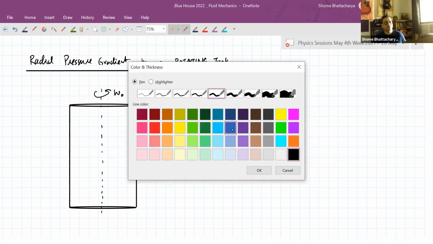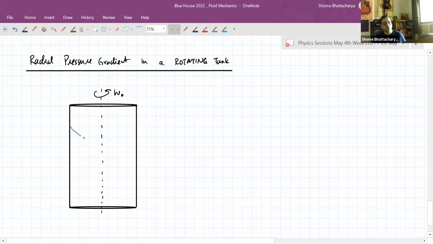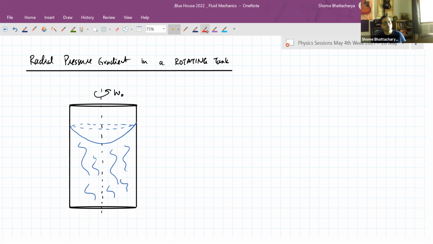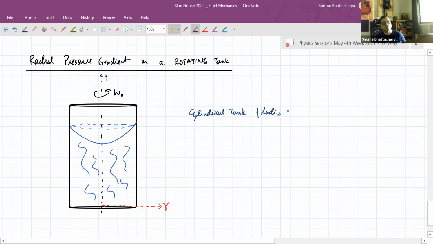So what we'll see here is that if there is some liquid in it, then the surface of the liquid becomes this kind of a shape, because there is a radial pressure gradient. So if we consider this to be a radial axis and this to be our vertical axis. So this is a cylindrical tank, radius r, rotating at uniform omega naught about its symmetry axis.